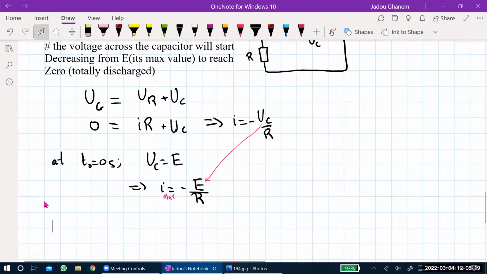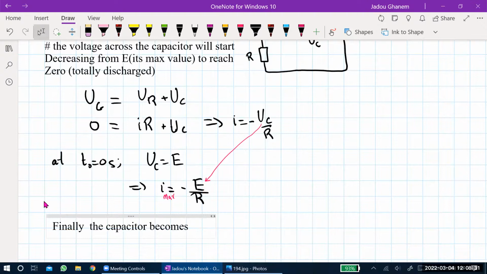Finally, the capacitor becomes completely or totally discharged. Then U across the capacitor will be equal to 0, and I will be equal to 0 also.